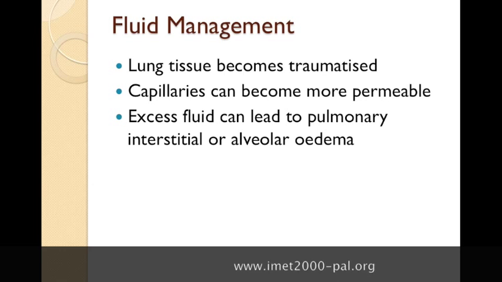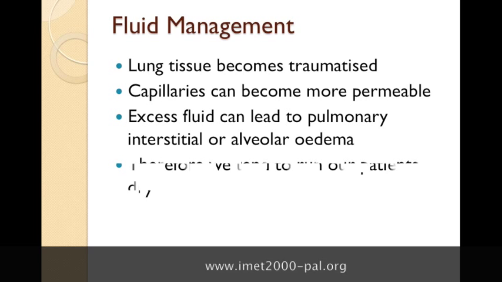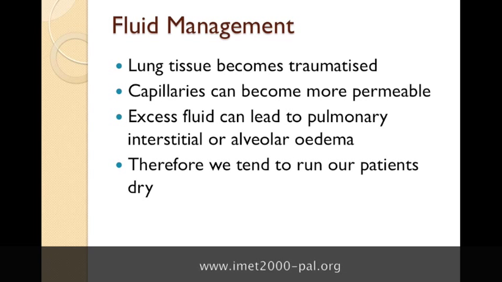And also, as I mentioned, if it's pneumonectomy surgery, we've significantly reduced our pulmonary vascular bed, yet we've still got 5 liters of blood going around, so the pressure is going to be higher. So then that also increases the risk. So for those theoretical, or they're not theoretical, they're pathological sequelae of lung resection, we tend to run our patients dry.